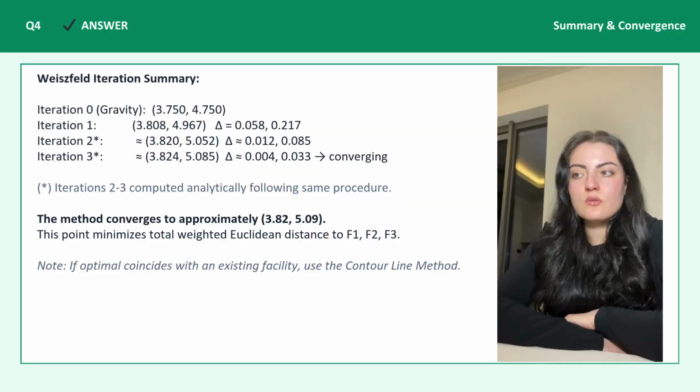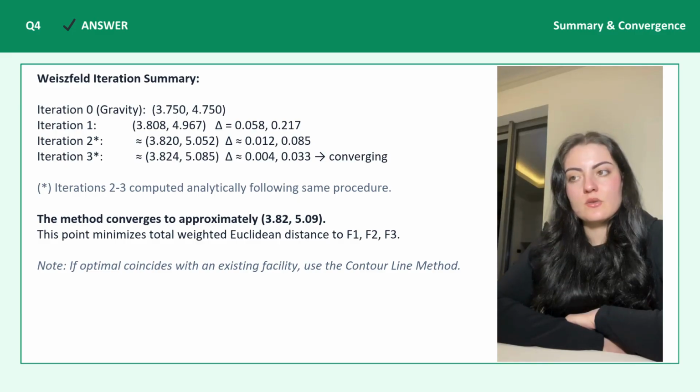Overall, these questions show 4 important ideas in continuous facility location: the median method for rectilinear minisum, the gravity method for Euclidean location, LP formulation for rectilinear problems, and the Weiszfeld method for iterative Euclidean optimization.